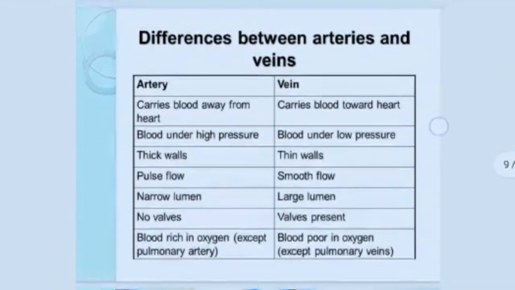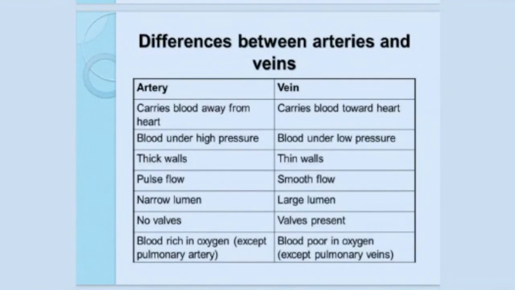Now let us differentiate between arteries and veins. This question is very important. The question will be: distinguish between arteries and veins. The first difference is that arteries carry blood away from the heart, while veins carry blood towards the heart. In arteries, blood flows under very high pressure because it is pumped from the heart, while in veins the blood is under low pressure because it comes from different body parts.